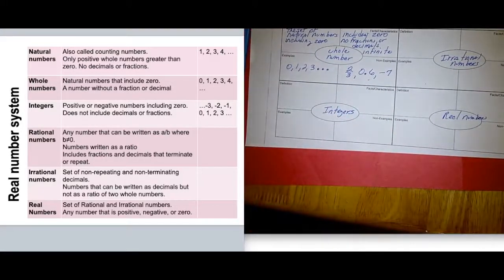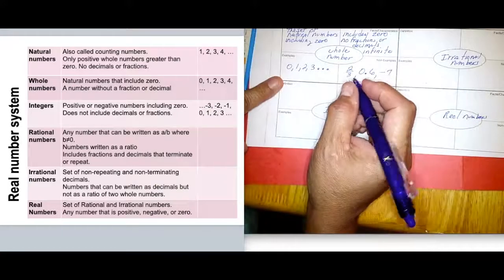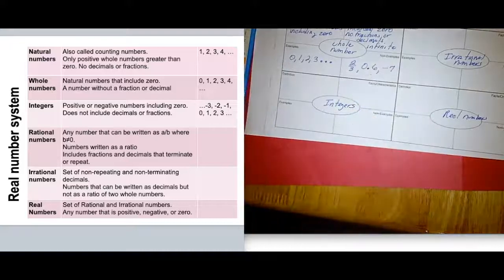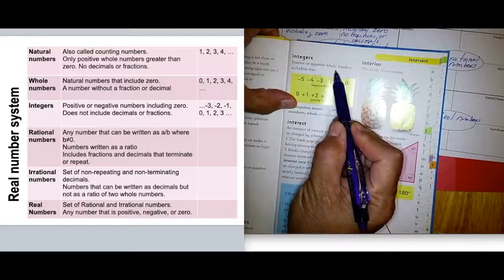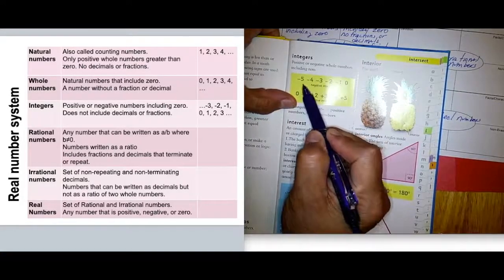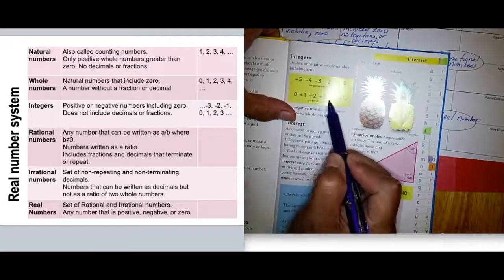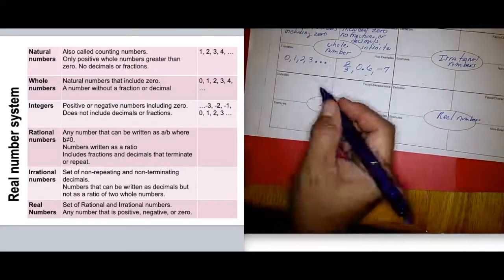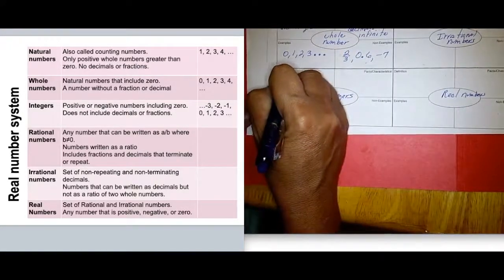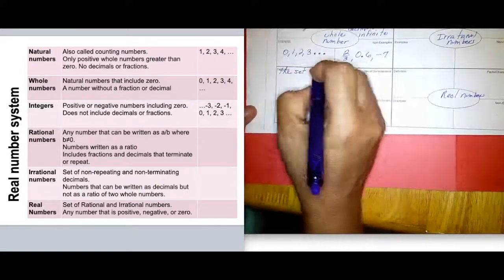Integers. My integers include my positive and negative numbers, including 0. Integers: my positive and negative whole numbers, including 0. And I'm using the word whole numbers because there are no fractions at this point. Positive or negative whole numbers, including 0. Here's my negatives. Here's my positives. Okay, so it is the set. A set is a collection of objects. So this is a set of numbers.